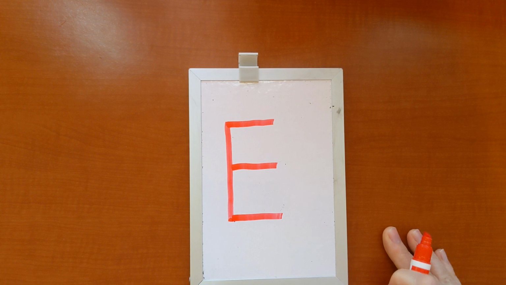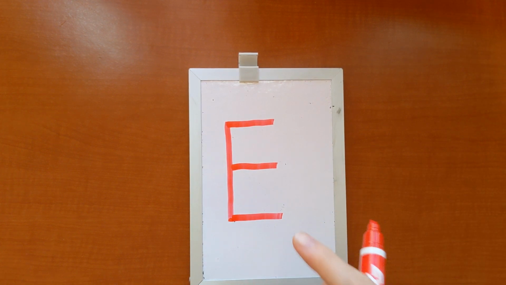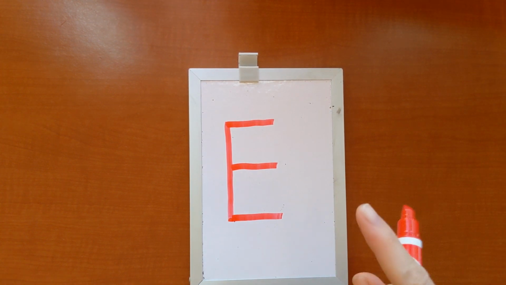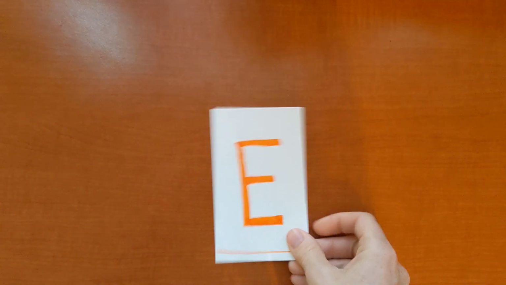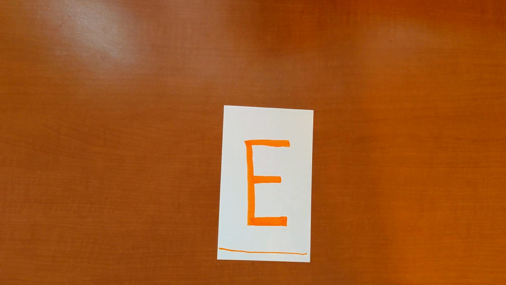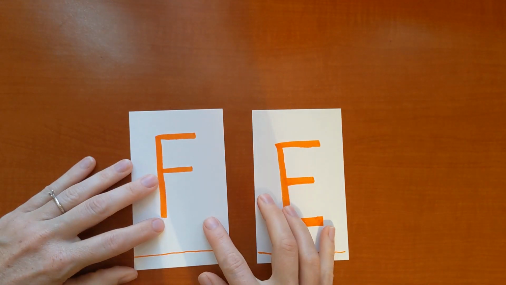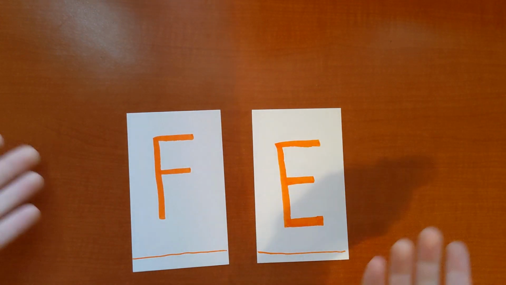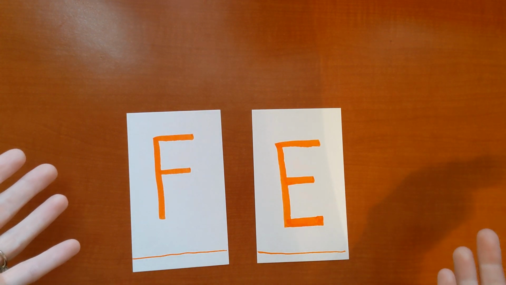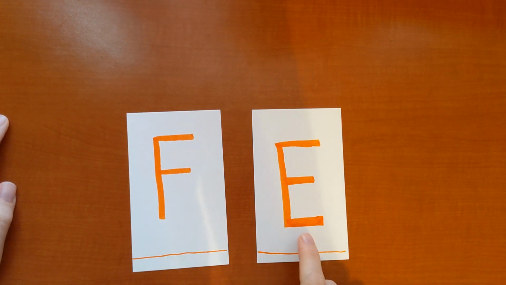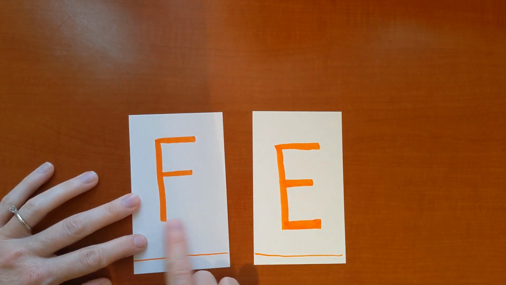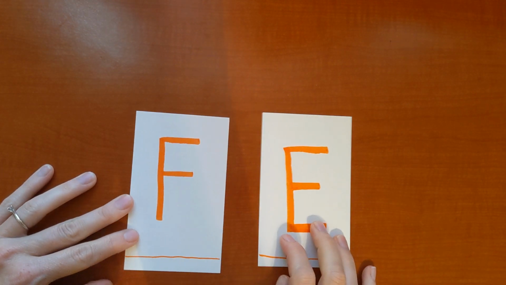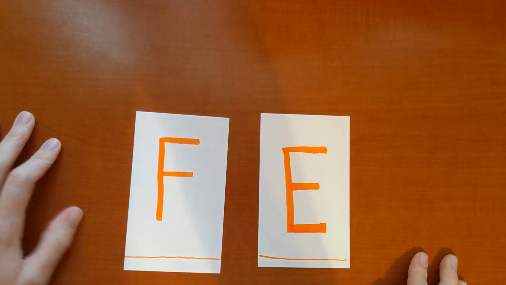Now, you might be thinking, hold on, this looks a lot like the letter we learned yesterday. Yes, it does. Let's tell the difference. Here's our new letter today, E. Here's our letter from last time, F. What difference do you notice? That's right. Letter E has a line on the bottom. Letter F does not. We'll sing a song that will help us remember which one is which.